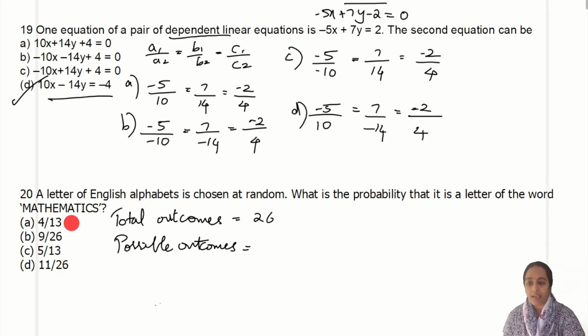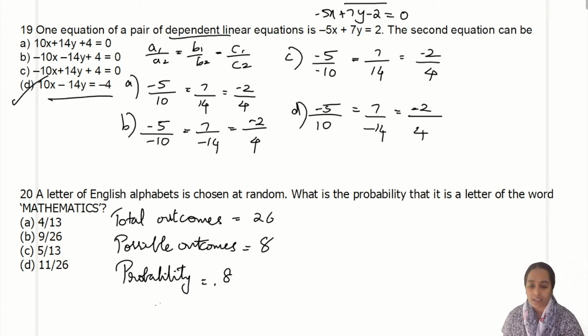M-A-T-H-E 5, again M-A-T is not counted, I-C-S 6, 7, 8. So possible outcomes is 8. For the word mathematics, you have 8 possible outcome letters. So what is the probability? You know the probability formula is possible outcomes divided by total outcomes. So it's going to be 8 divided by 26. So it's going to be 4 divided by 13, which is option A. Now let's move on to the next question, children.